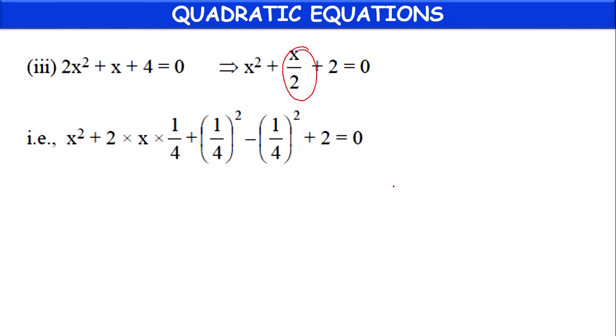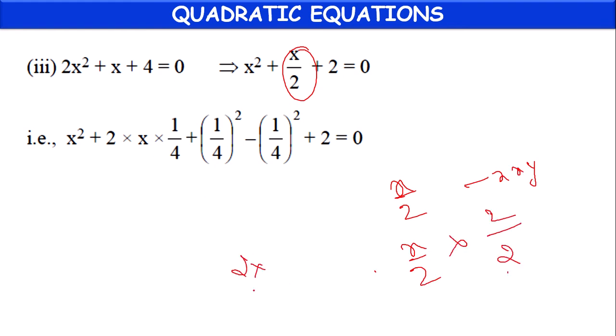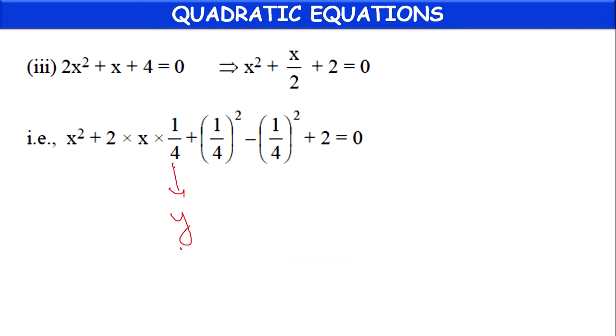Now x by 2 is to be written in the 2xy form. As there is no 2 in front of this, we can multiply by 2 and divide by 2. Now 2 we can write in the front. Now x we have to write next. After that 2 times 4. In the numerator there is nothing, means we can take 1. So we can write it as 2 into x into 1 by 4. In the place of y we have 1 by 4. So 1 by 4 whole square is to be added and subtracted. The remaining term is written as it is, and the right hand side as it is.